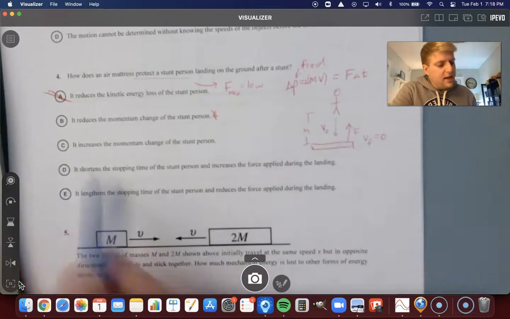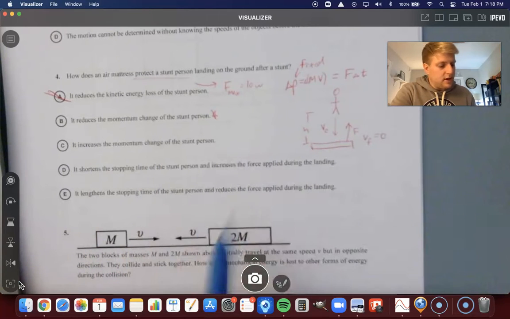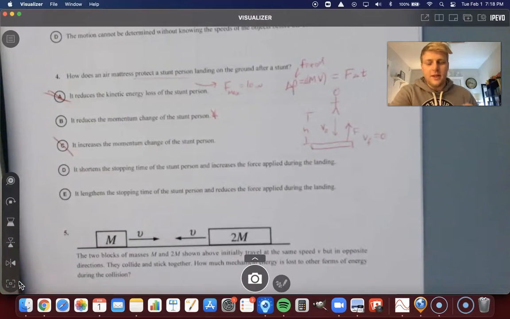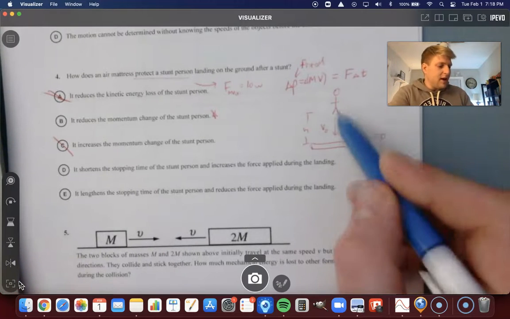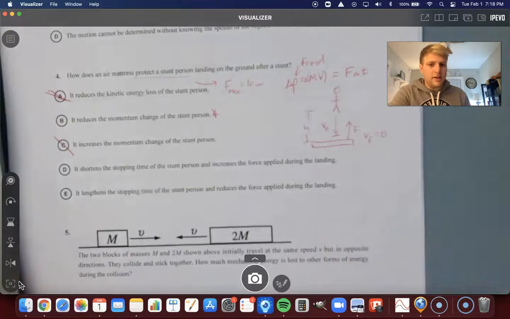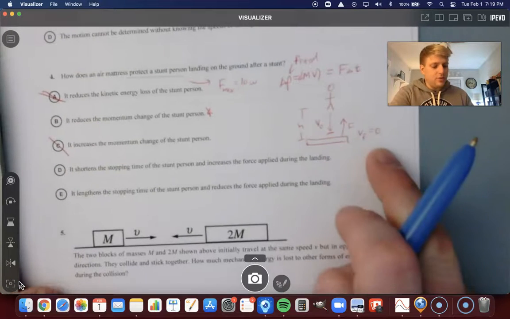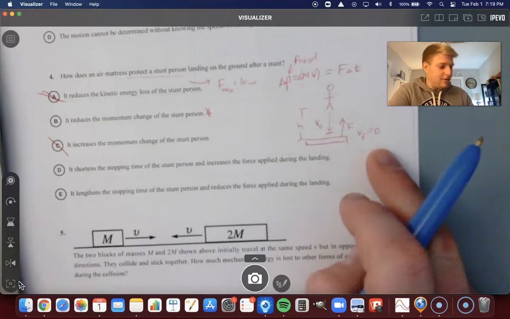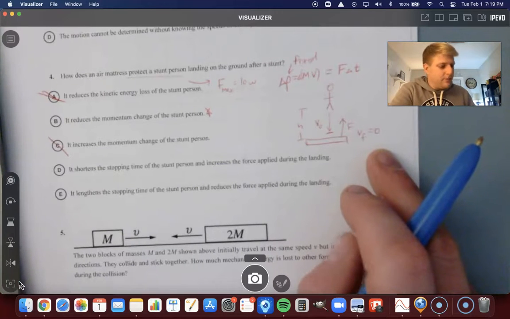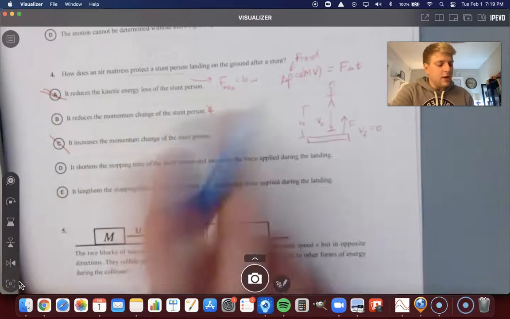C says it increases the momentum change of the stunt person. So that would also be really bad. That's like A. We don't want the momentum change to be different. I guess if you could make it smaller, that would be ideal. But we have to take them from whatever speed they are at the moment before they hit the ground. So this v0, by the way, is the moment before they hit the ground. And we have to take them to a stop. So we can't change anything about their mass, unless they lose a limb or something during it, which we're not going to do. So far, 2 good eliminations and 1 possible one.